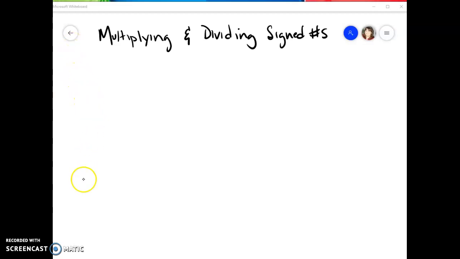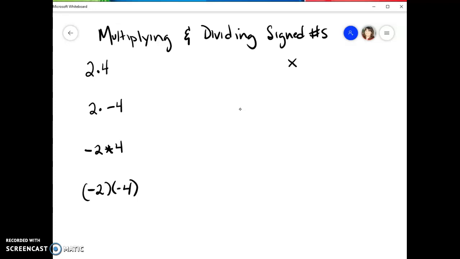So let's look at multiplying and dividing signed numbers and let's see what happens. Let me start by putting some problems on the board first. We're going to start with some multiplication problems. And first of all, let's talk about how to signal multiplication. You can signal multiplication with a times sign, with an asterisk, a dot between the two numbers, or parentheses that are touching.